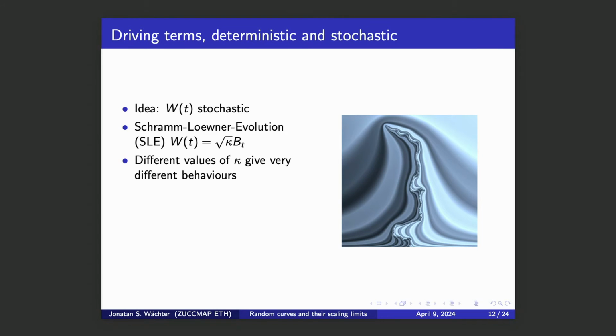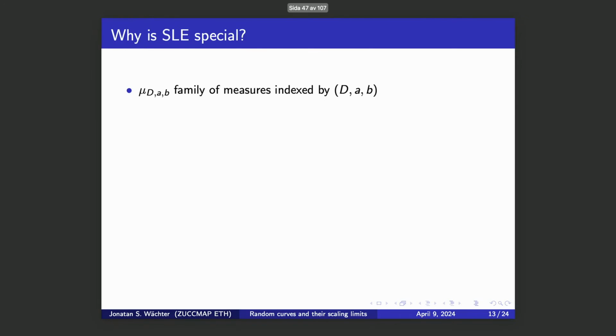And it turns out that different values of kappa give very different behaviors. I think the picture you're seeing here is SLE2. So it's a lot more of a straight curve, right? But if you took, I think, around 4, it's already going to be a lot more erratic, going more and more to the side. And I think there is some value where it's also space filling, right? So why is this SLE family of curves so special?